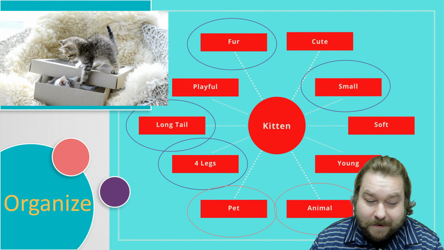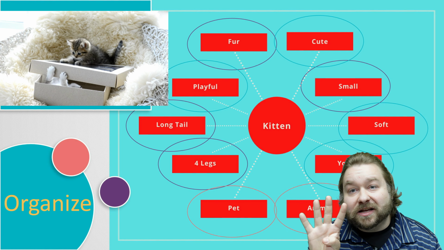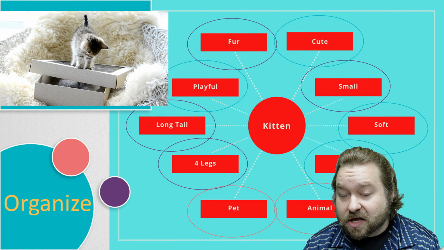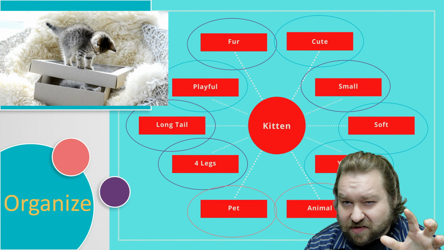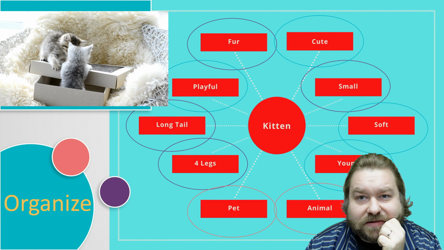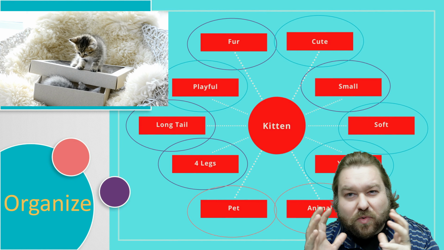So that means the last one is cute, playful, soft, and young. We're describing what the animal is like. Not what it looks like, not the physical, but how it acts, that kind of stuff. Oh, you're kind of getting it, aren't you? It's starting to make more sense, right?